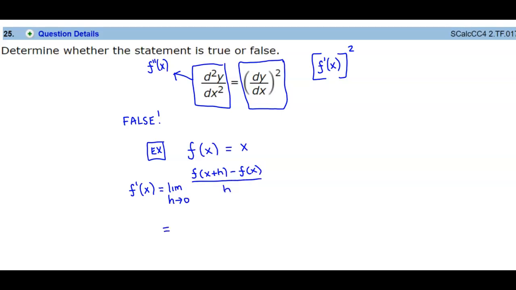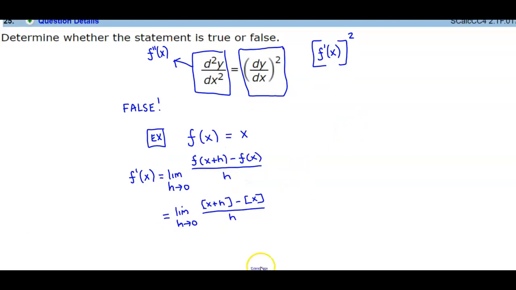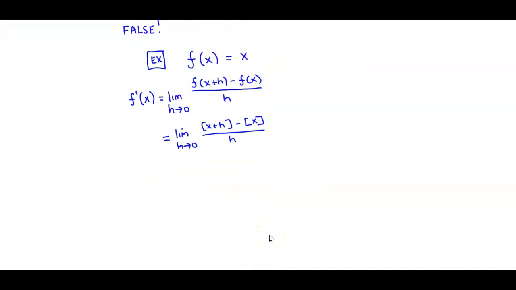So if we did this, we would have the limit as h approaches 0 of x plus h minus x over h. So therefore, we would have the limit as h approaches 0 of x plus h minus x over h.